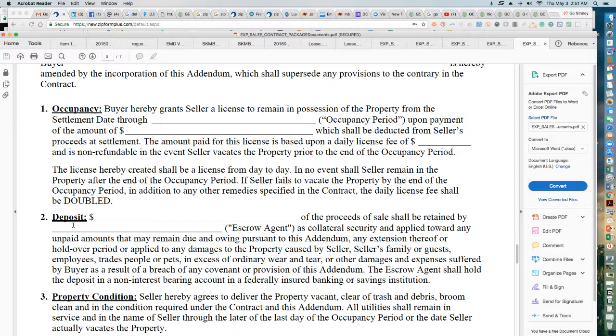So the buyer hereby grants the seller, because now the buyer owns the property. So he's going to allow the seller to remain in possession from the settlement date, that would be the beginning, through whatever date it is, and upon payment of the amount of, which shall be deducted from the seller's proceeds at settlement. The amount paid for this license is based upon the daily license fee. So here they have the daily license fee listed here, but the aggregate amount, the full amount up here, and the date that they are going to move out will be identified.